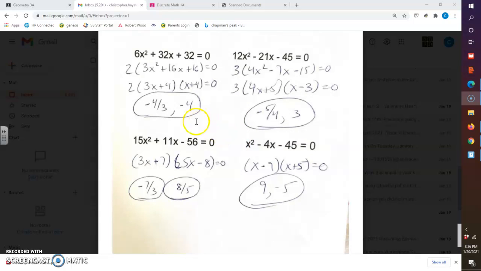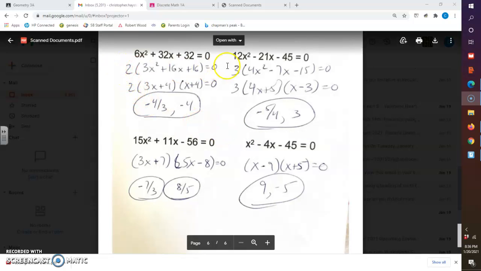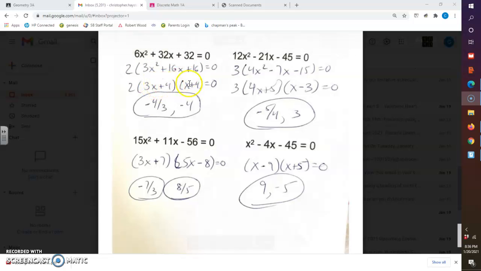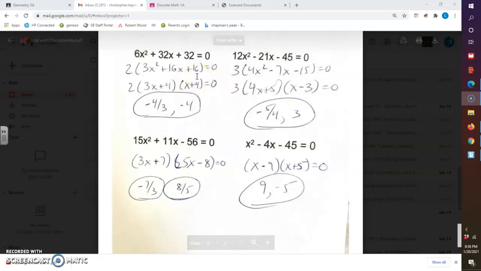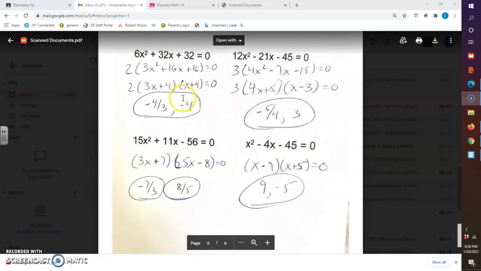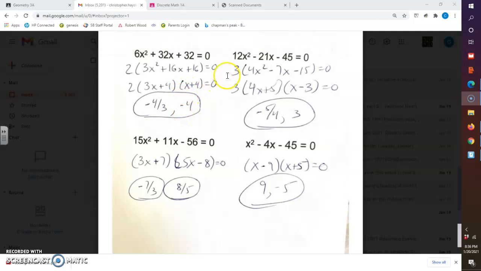And here's our factoring. Just taking a GCF out. Take the 2 out, you're left with 3x squared plus 16x plus 16. When I factor that, I get 3x plus 4 times x plus 4, and it's these parentheses I'm setting equal to 0. 3x plus 4 equals 0 gives me negative 4 thirds. x plus 4 equals 0 gives me negative 4.